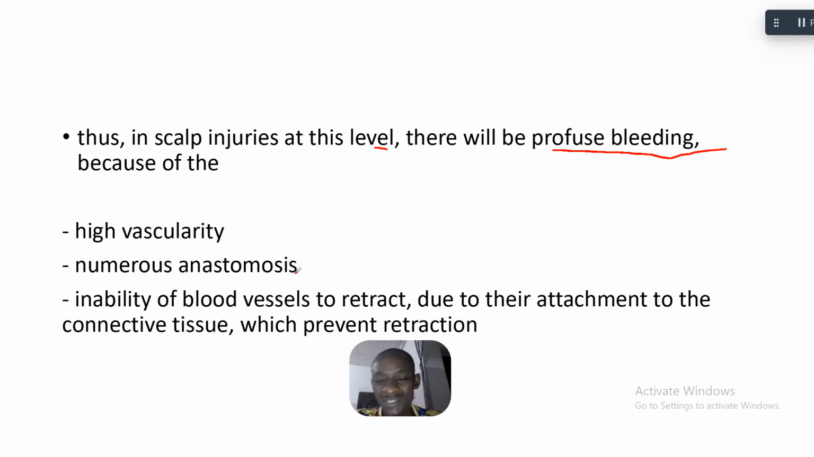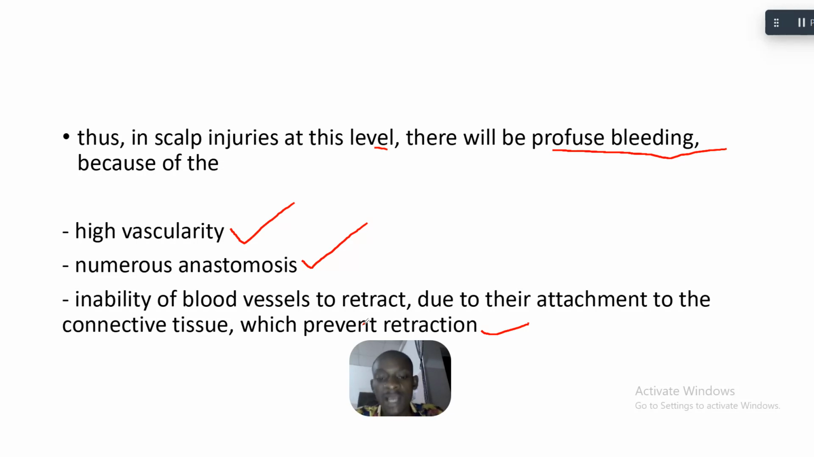This is just like repeating our question. The first reason is there is high vascularity. Second reason is there's numerous anastomosis. Third reason is that the blood vessels are closely attached to the connective tissue, so there is inability of the blood vessels to retract due to their attachment to the connective tissue. This will prevent retraction. The blood vessels are closely connected to the connective tissue, hence they can't retract.